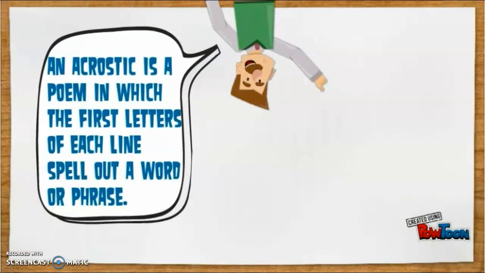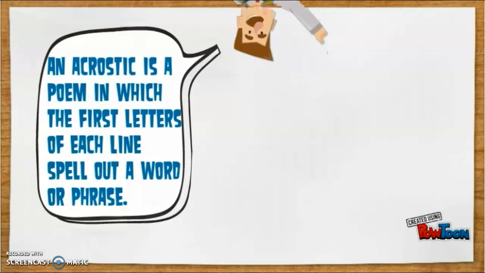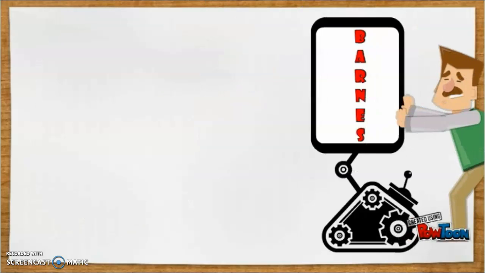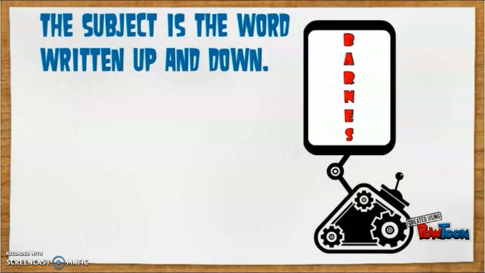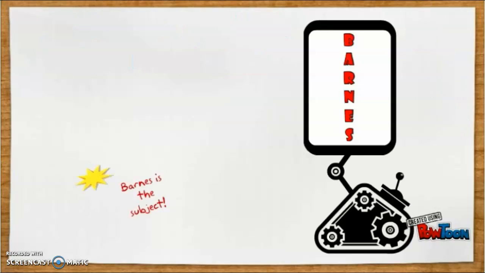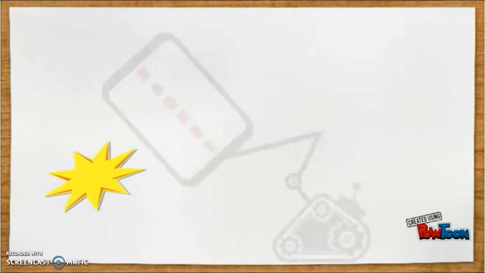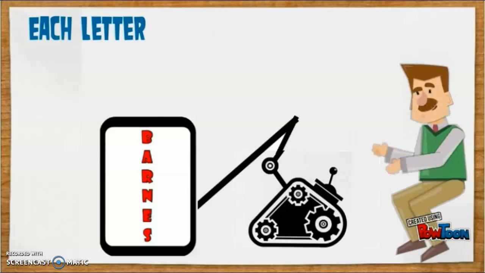The Acrostic Name Project. An acrostic is a poem in which the first letters of each line spell out a word or phrase. The subject is the word written up and down. This will be your name. Barnes, in this example, is the subject.